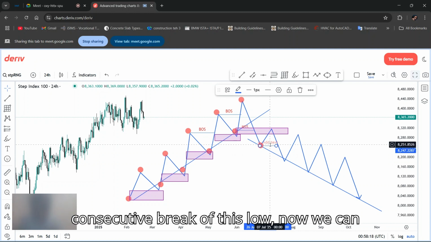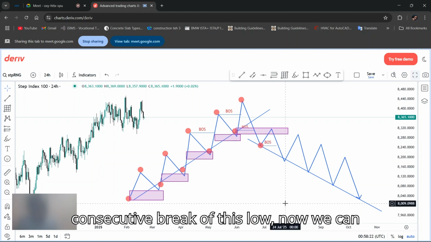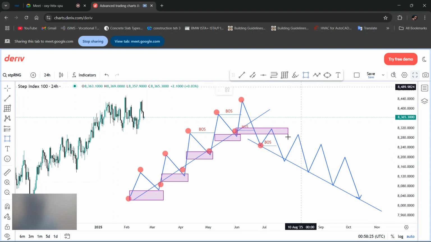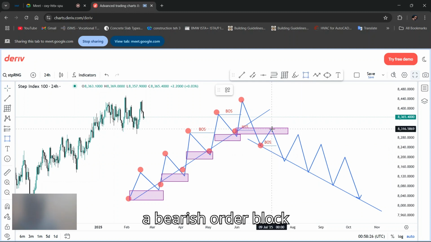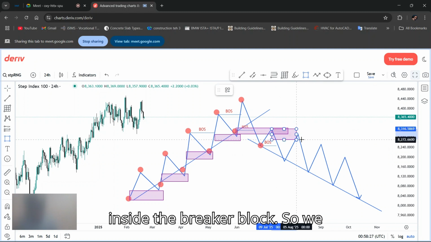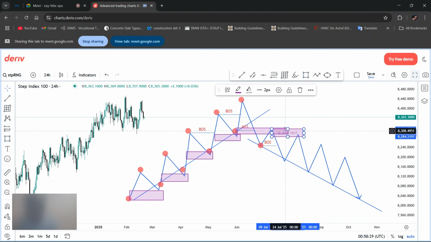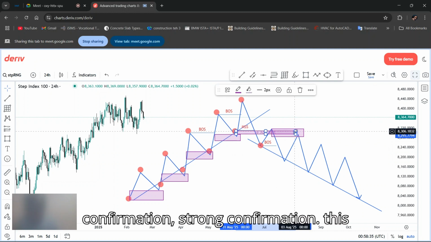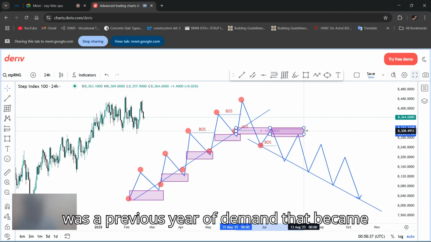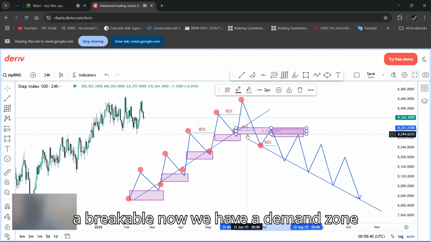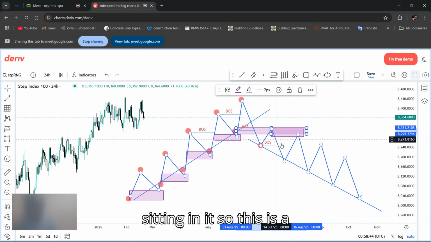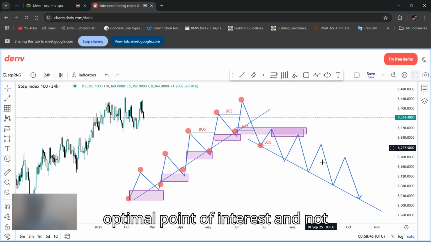And once we get a consecutive break of this low, now we can say legitimately we have a bearish order block inside the breaker block. So we have two areas of confluence, strong confirmation. This was a previous area of demand that became a breaker block, and now we have a supply zone sitting in it. So this is an optimal point of interest.